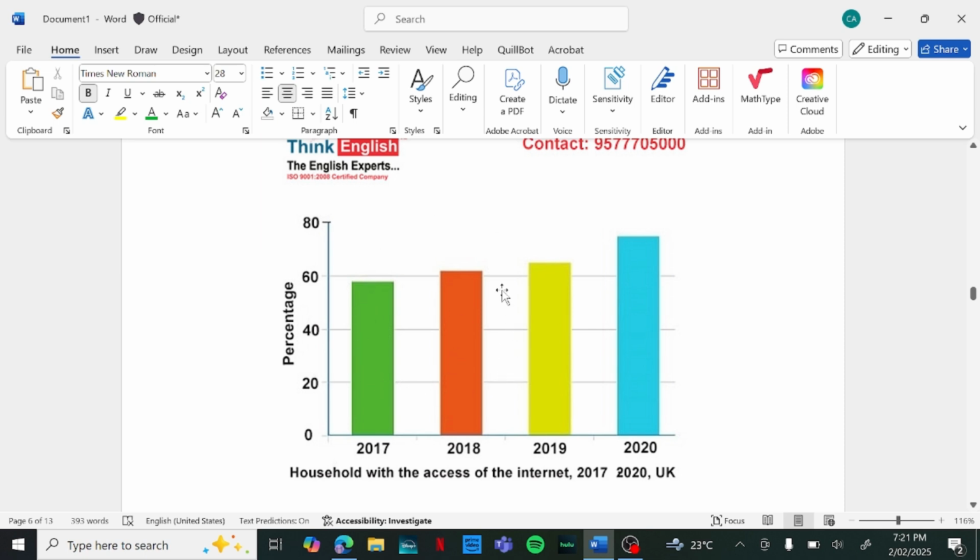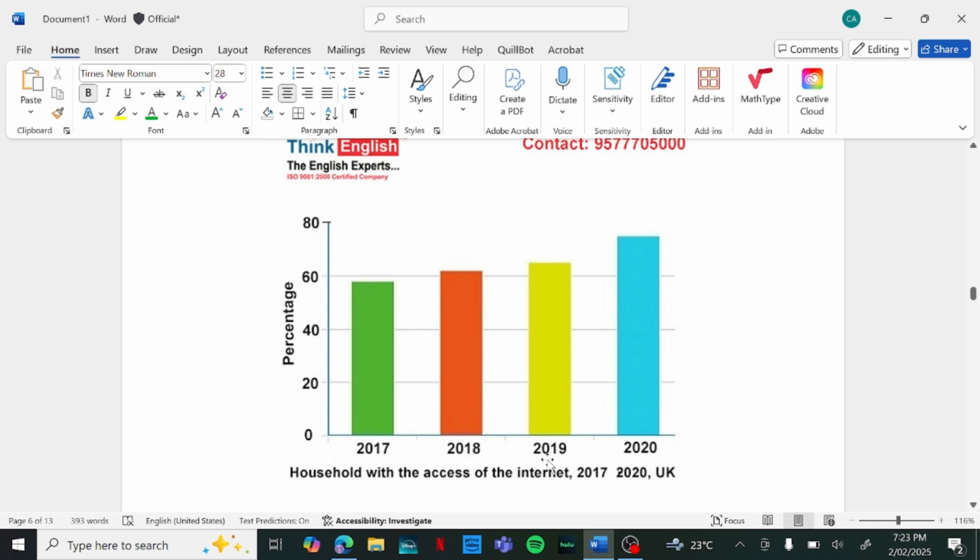Here we have, what is this thing? It's a bar chart. Now where's the title? Most times titles can be on top or just underneath. So here we're seeing households with access to the internet, and it's across 4 years, right? 2017 to 2020. This is the y-axis. It shows you percentage, and the x-axis shows you years. Now let's try to record.